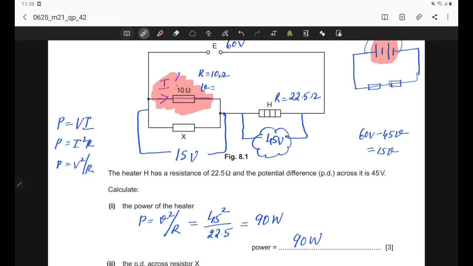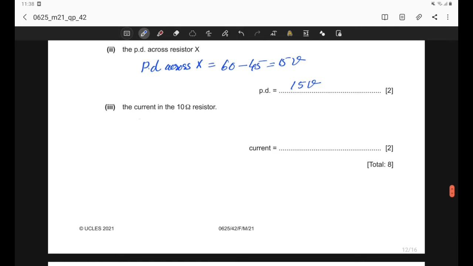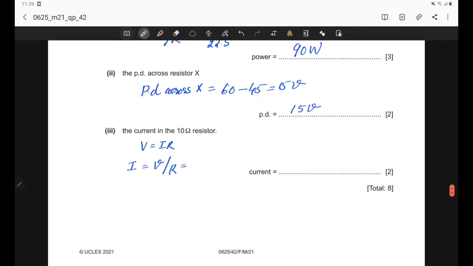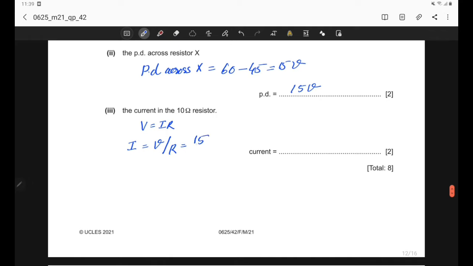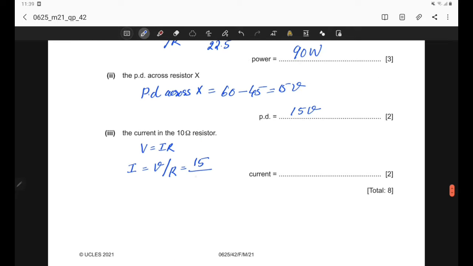So we have voltage, that is 15 volt. Now we have voltage and resistance, so we can calculate current using the equation V equals IR. To calculate current I, make I the subject. So I equals V over R, where the voltage we just calculated in the previous part is 15, over the resistance of the 10 ohm resistor, 10, and the answer is 1.5 ampere. So we can write the answer: the current is 1.5 ampere.